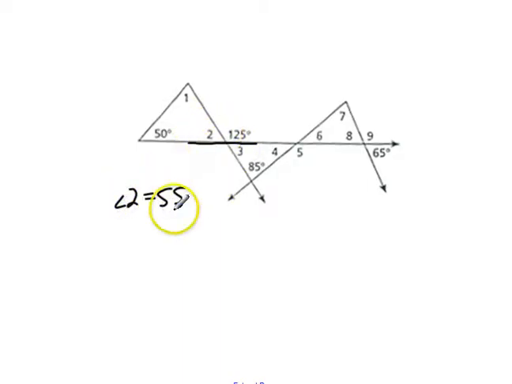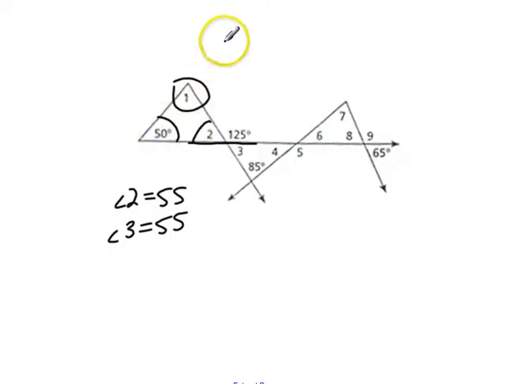If angle 2 is 55 degrees, and I told you angle 2 and 3 are the same because they're vertical angles, then angle 3 must also be 55 degrees. Now we know that angle 2 is 55 and this one is 50, so together that's 105, and we know with angle 1 it's got to equal 180, so 105 plus what number equals 180? Well, angle 1 must be 75 degrees.